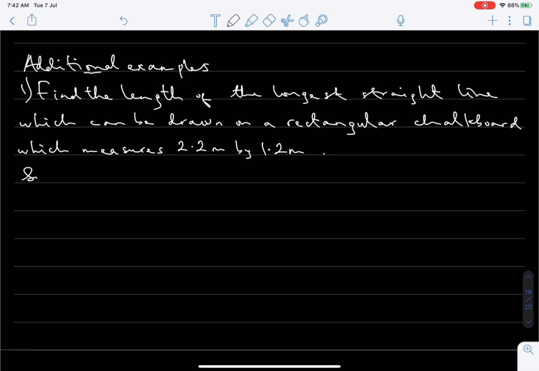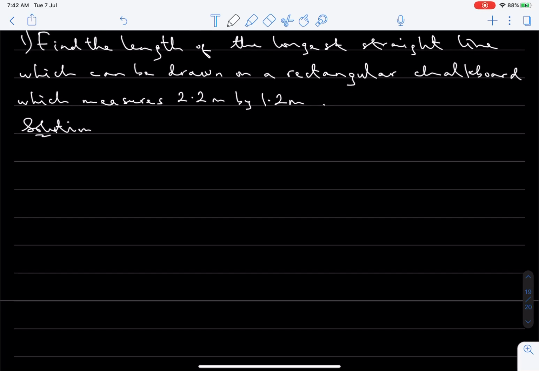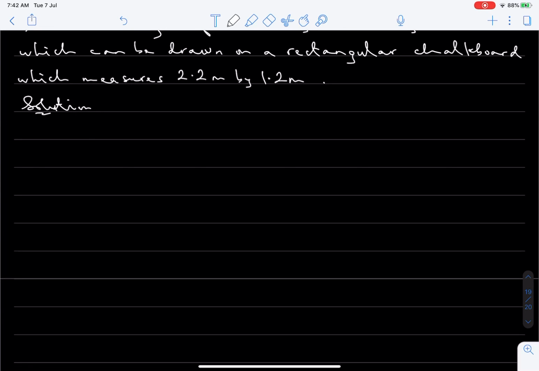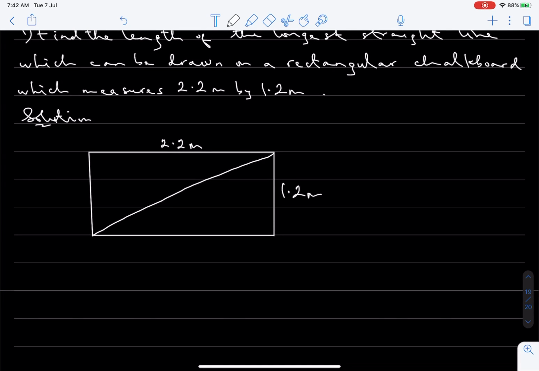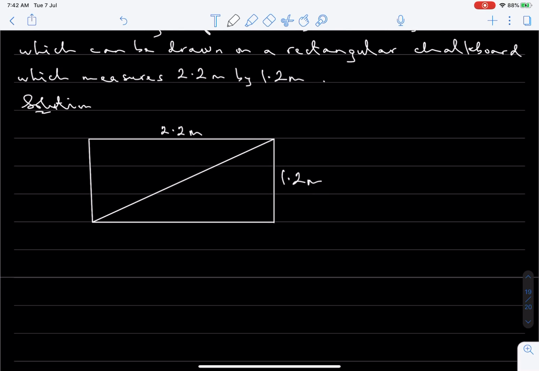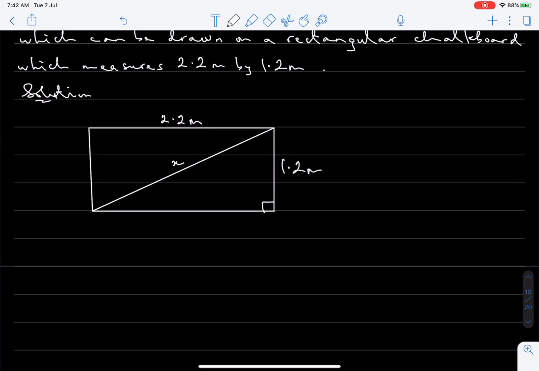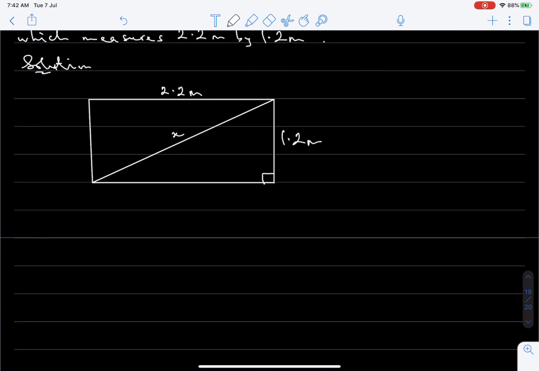Now let's go to a solution. Straight to the solution. Now let's have this as a rectangular chalkboard. If it measures 2.2 meters by 1.2 meters, that means the length is 2.2 and the breadth is 1.2. And the longest length which can be drawn on it is its diagonal. So let's call this a diagonal of a rectangular board. Let me name that X. So of course this is a right angle, and this is also a right angle. All of the angles inside the rectangle are each right angles.